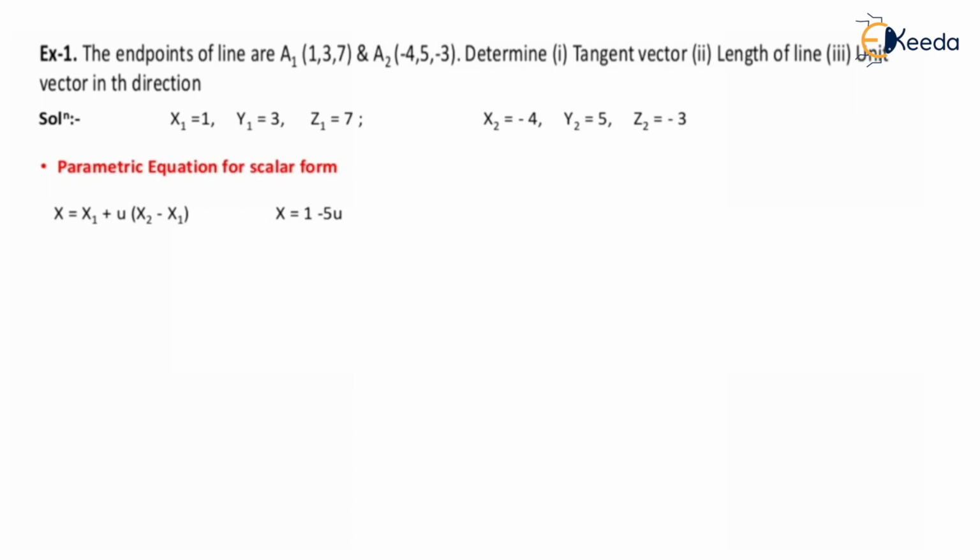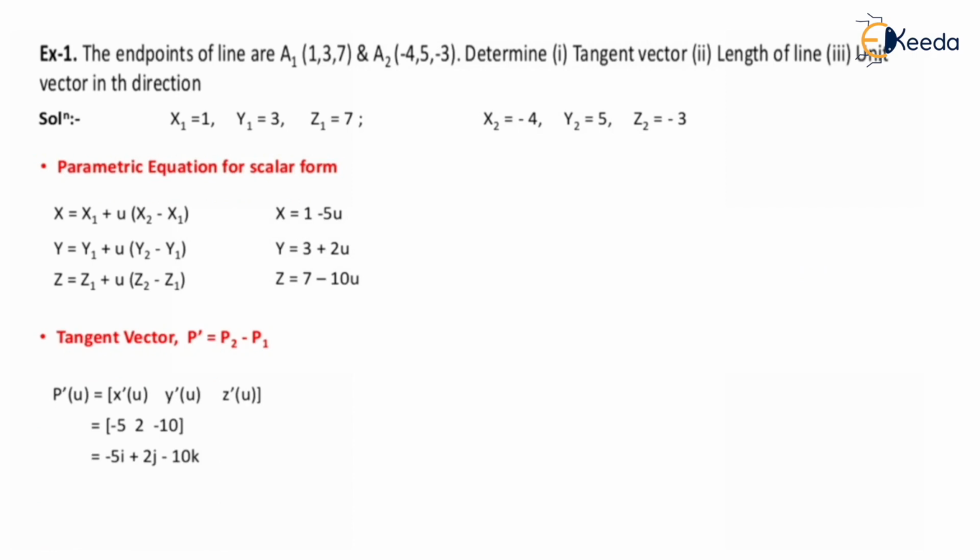Similarly, we have to find y and z. So y = y1 + u(y2 - y1). The y1 value is 3 and y2 value is 5, so y = 3 + u(5 - 3), that is 3 + 2u. Similarly z = z1 + u(z2 - z1). The z1 value is 7 plus u into (-3 - 7). So it will be 7 - 10u.